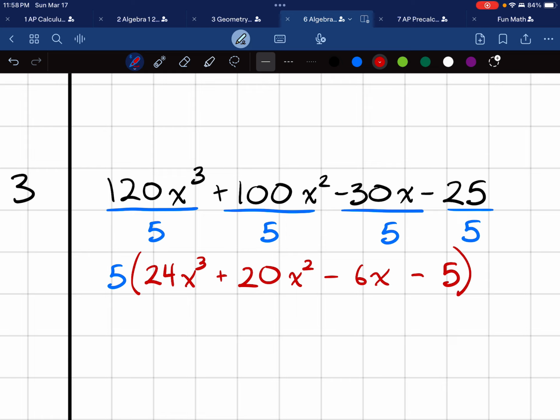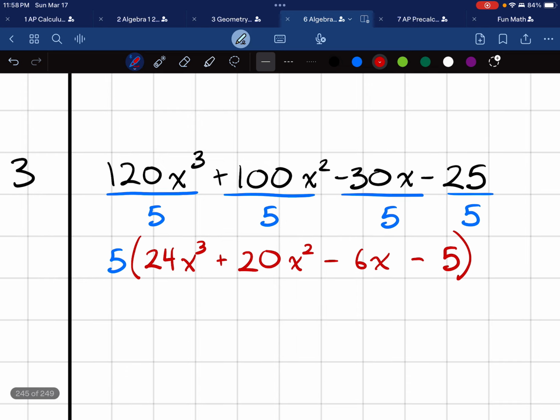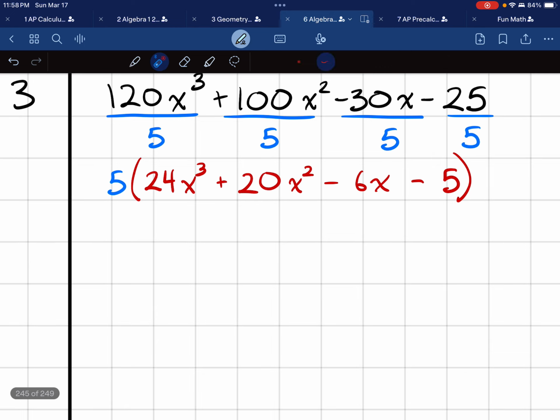Okay, so I factored out the greatest common factor, which is always the first step for any single factoring problem. You're going to have a factoring test coming up soon. Every single problem when you're doing factoring, factor out the greatest common factor as the very first step. Okay, now that I have 4 terms, that indicates I'm ready to do my factor by grouping.